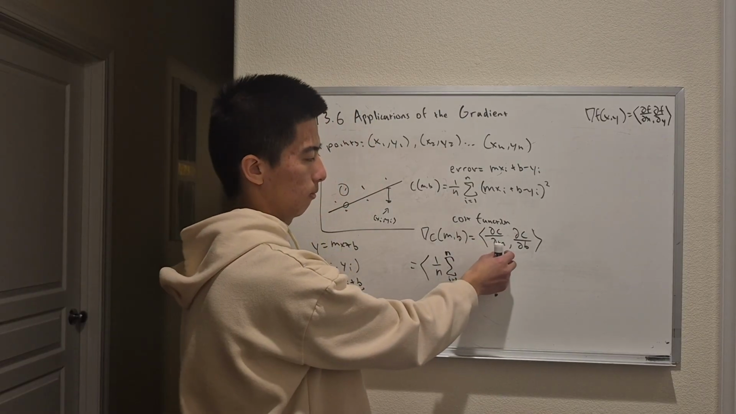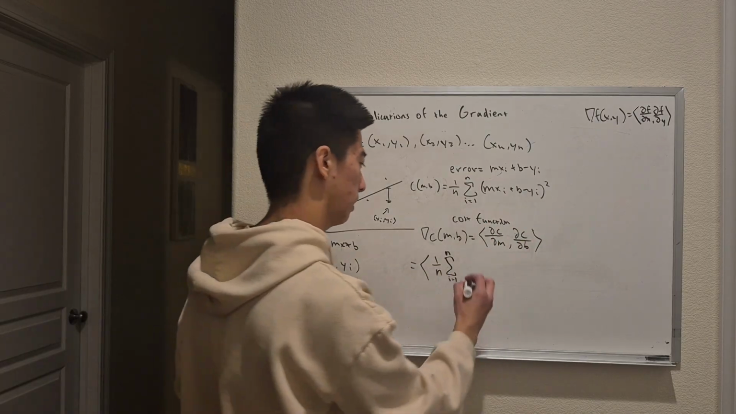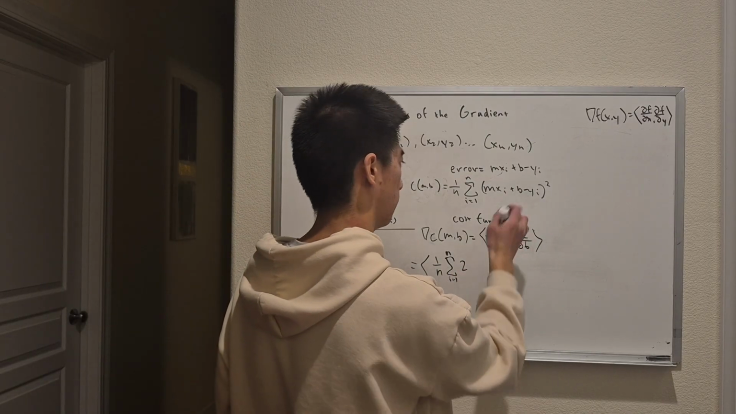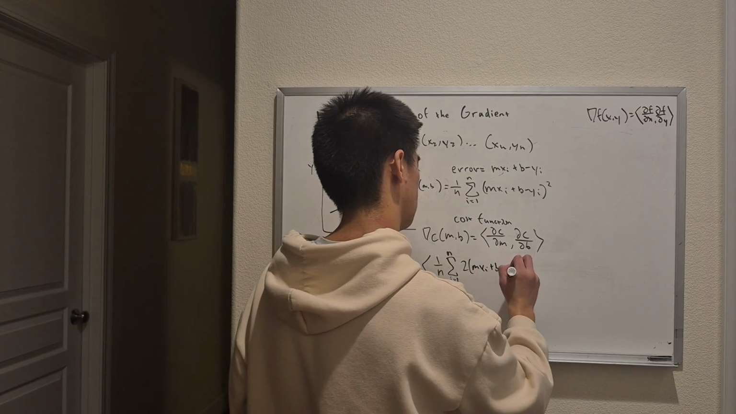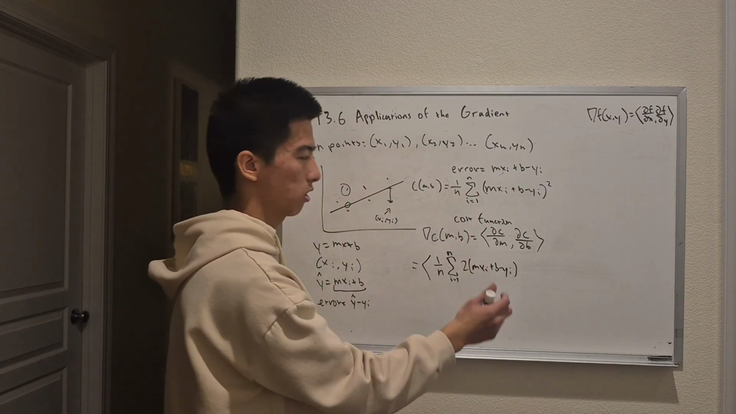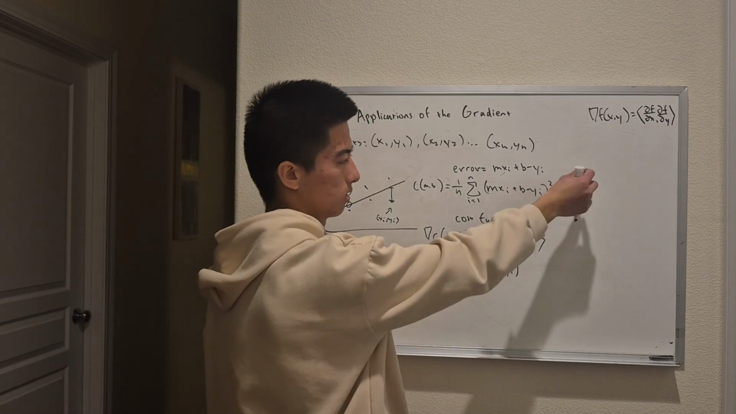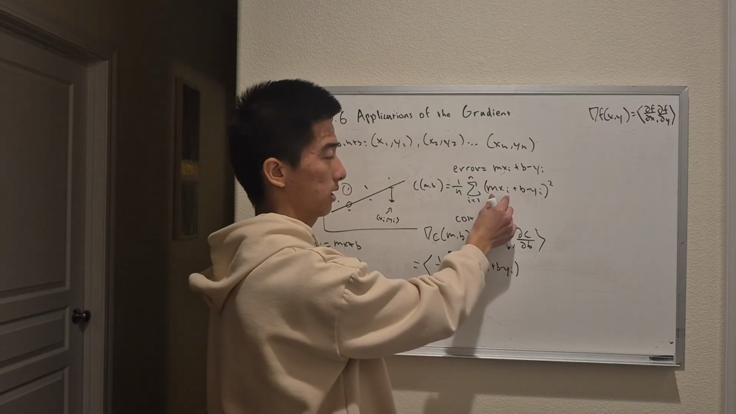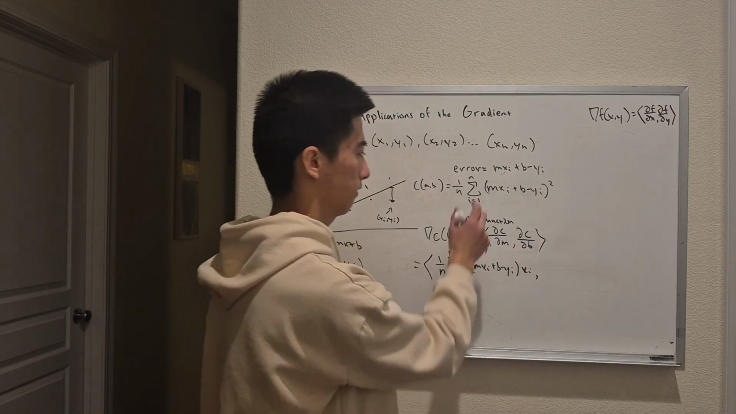Now we need to find the partial derivative of this with respect to m. We can use the chain rule on that. First, we do 2 times this expression, and then we take the partial derivative with respect to m on the inside. These are all constants, so they go to 0, and the partial derivative of m x_i is just x_i, so this times x_i. That's our first partial derivative.